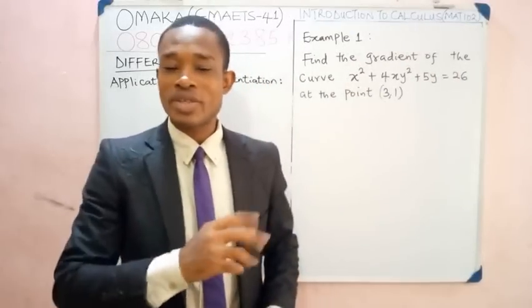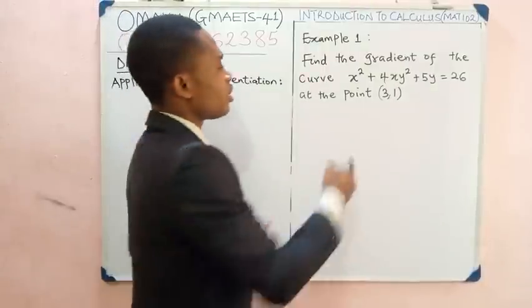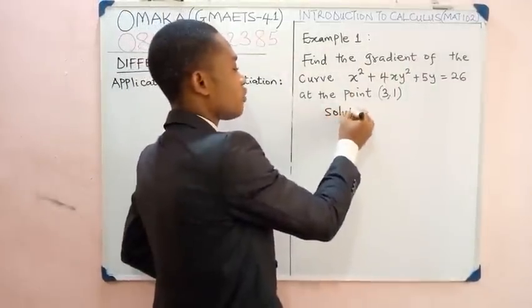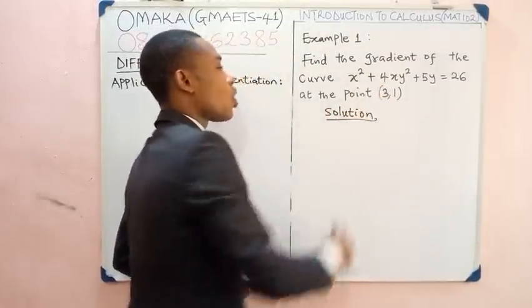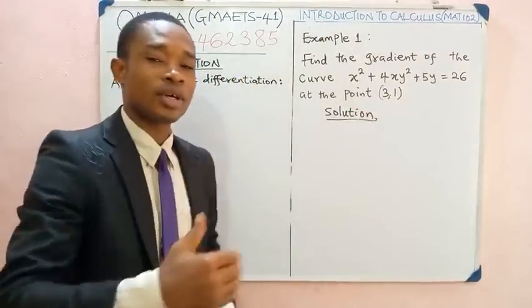Now we have this question on the board here under application of differentiation. We are asked to find the gradient of the curve x squared plus 4xy squared plus 5y equal to 26 at the point (3, 1).